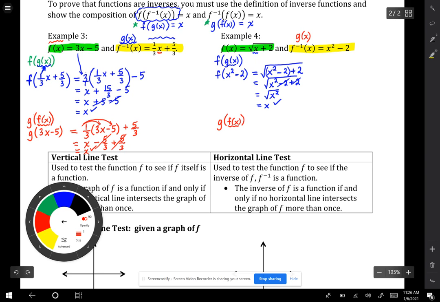This time start with f of x, which is square root of x plus 2. Okay, so go to g and replace wherever you see an x, which is right here, with a square root of x plus 2, sorry. But then notice you do have to square it.